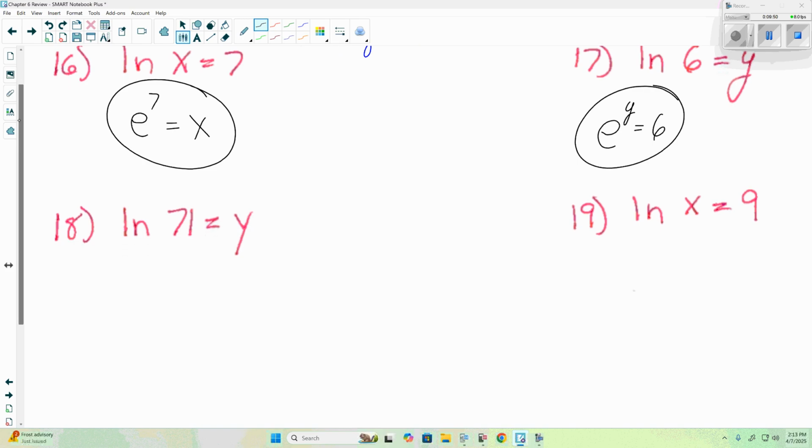Natural log of 71 equals y would be what? e to the y equals 71. Because again, it's not so much what the numbers or terms are. Natural log of this equals this. e, what is it equal to? Equals that. So even if it was the natural log of x equals e, e to the e equals x, we can have e to the e. Again, same process. Natural log of x equals 9, so e to the 9th equals.